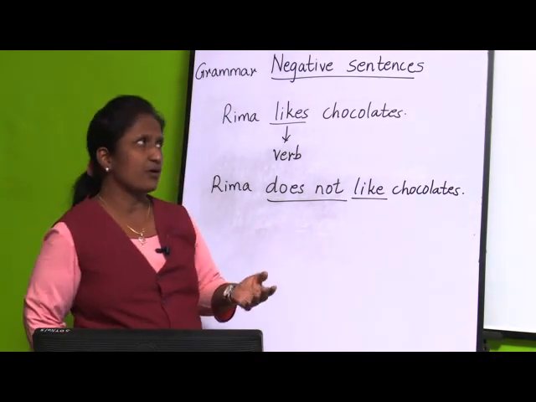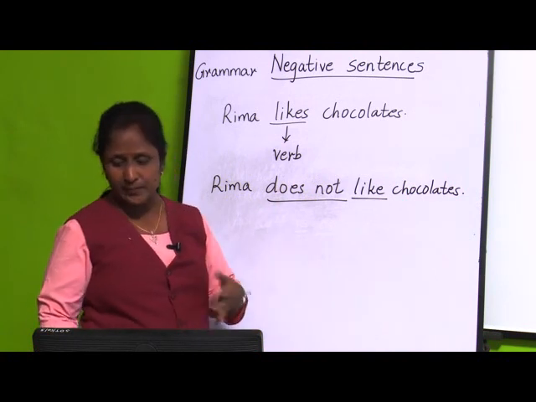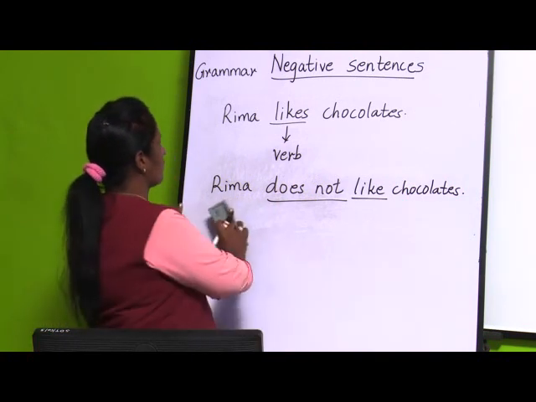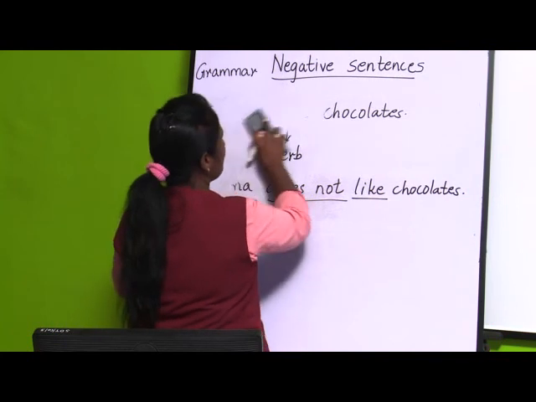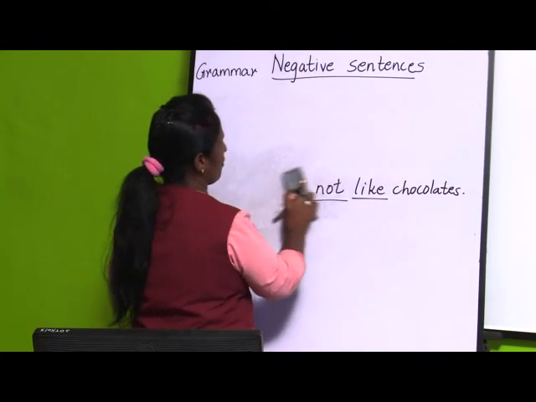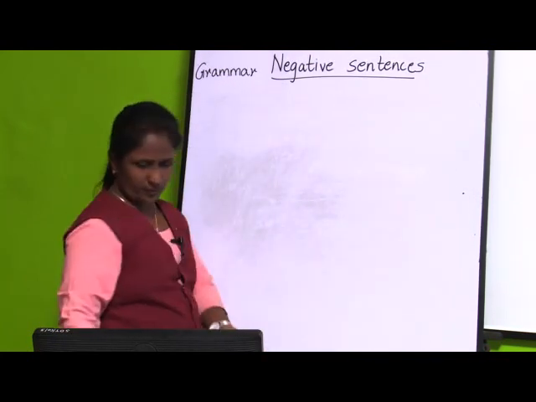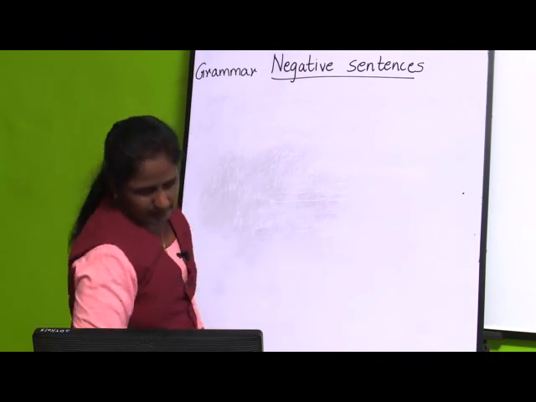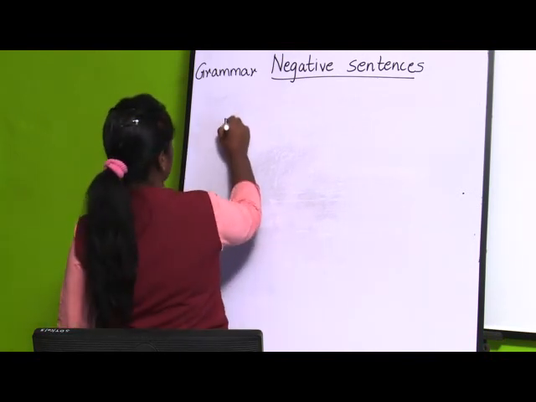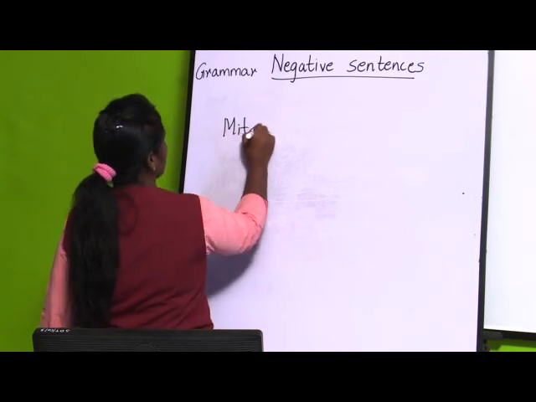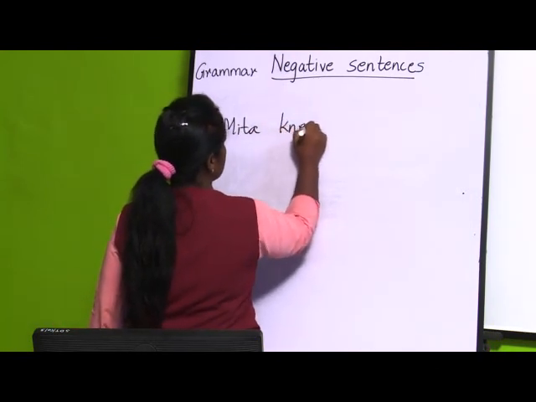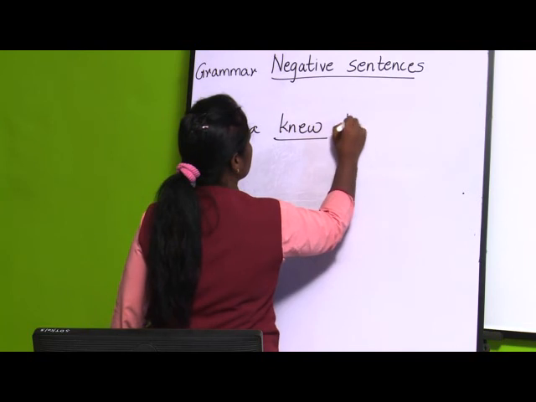Now, the next thing is what? If the verb is in simple past tense, how will you write it into negative form? See, Meeta knew the truth. Meeta knew, this is in the past tense.